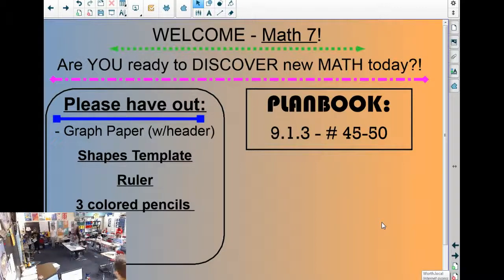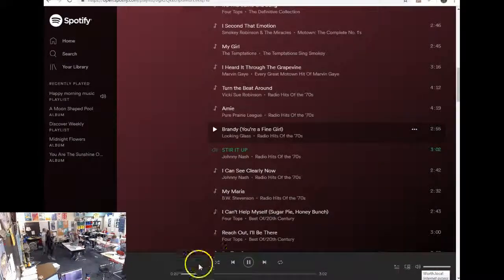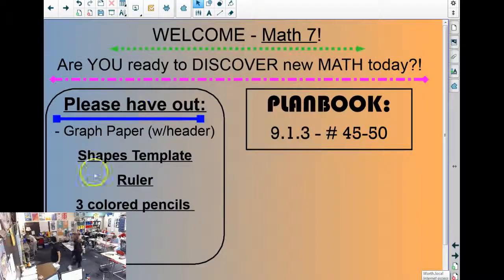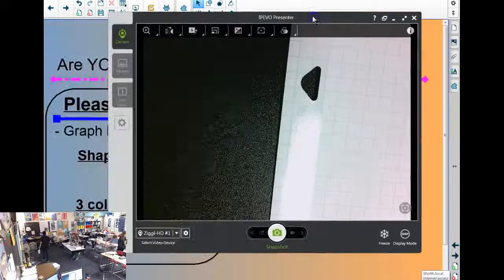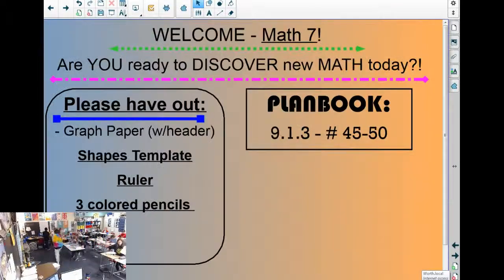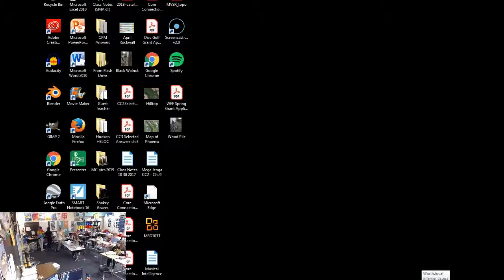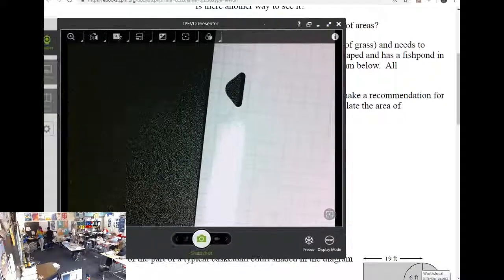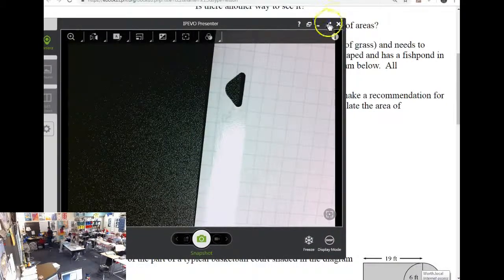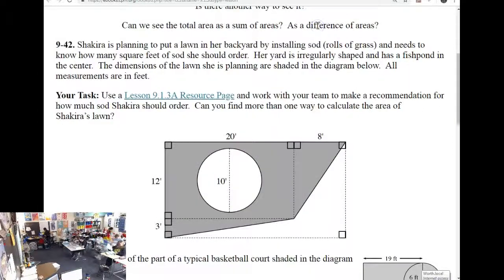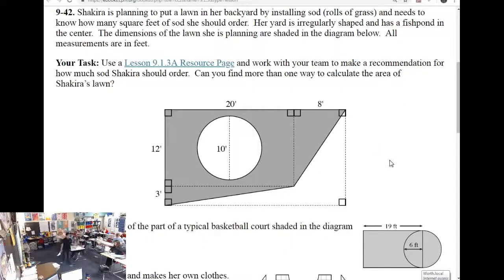All right, we need to dive into this because I feel like the drawing is going to take a while. All right, ladies and gents, here's our objective. Here's what we're doing. On your graph paper, we are going to create this shape. Please do not color it in yet.